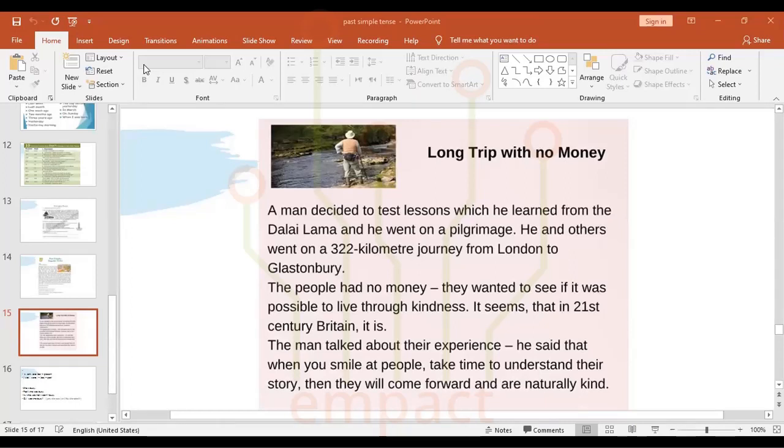Hi, teacher. The people had no money. They want to see if it was possible to live through kindness. To live through kindness. It seems that in 21st century Britain, it is. The man talked about the... Thank you, Susan. Thank you so much.